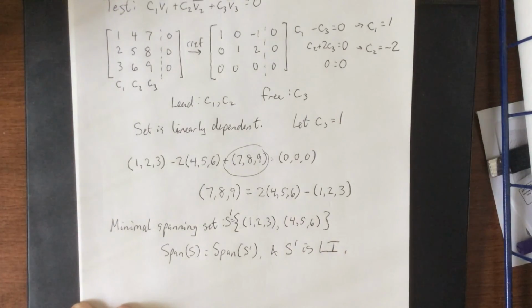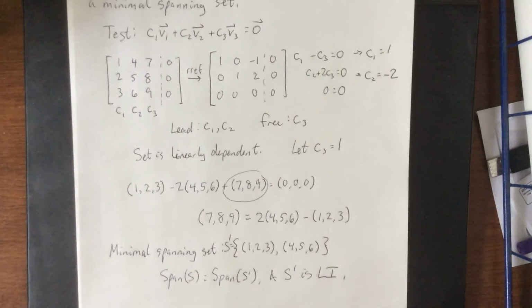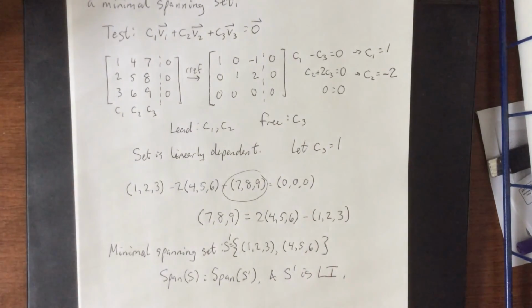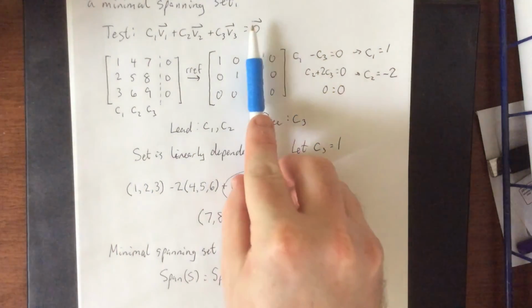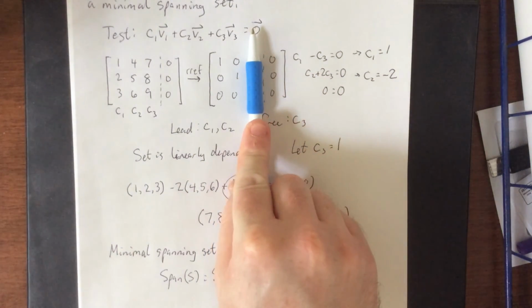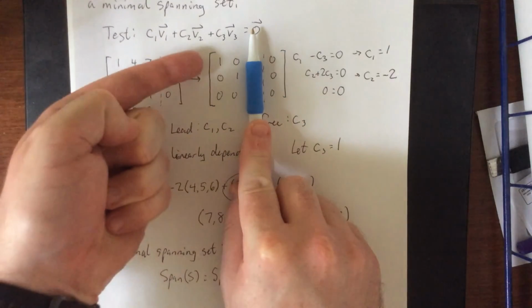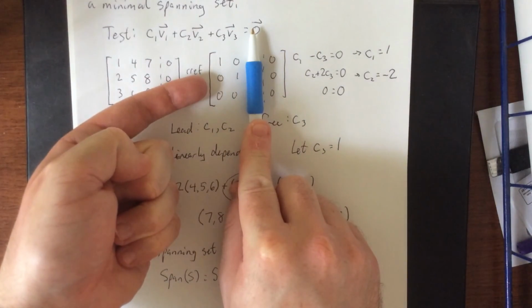The reason I know it's linearly independent is that if I go back to the test for linear independence, we have now removed the third vector. So in reduced row echelon form, this column would not be present. And with that column not present, I am seeing C1 is equal to 0 and C2 is equal to 0.